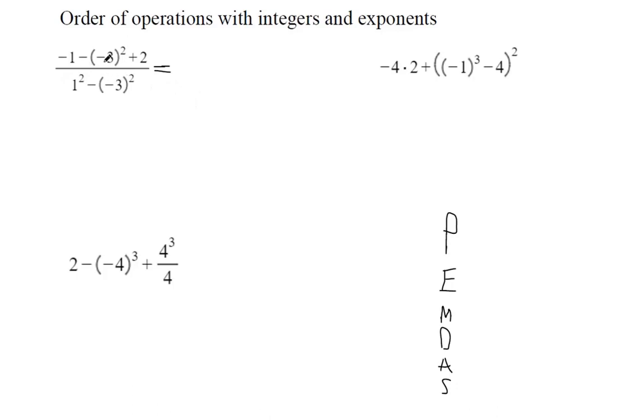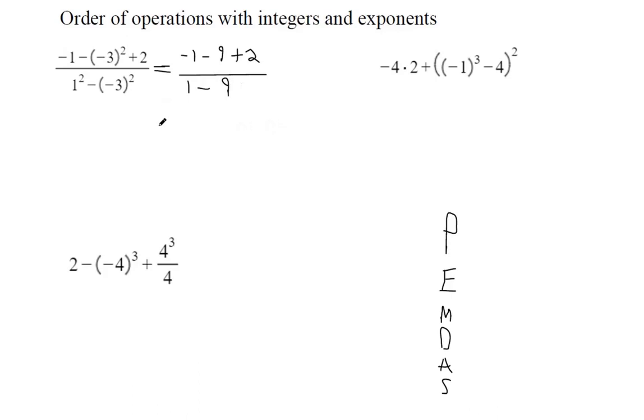Okay, so for this problem, there's nothing to do inside the parentheses. It's just the -3 sitting there. So we're done with parentheses. Now we look for exponents. And -3 squared means we take -3 and multiply it by itself. So -3 times -3 makes 9. And then on the bottom, 1 squared makes 1. And then -3 times -3 makes 9.